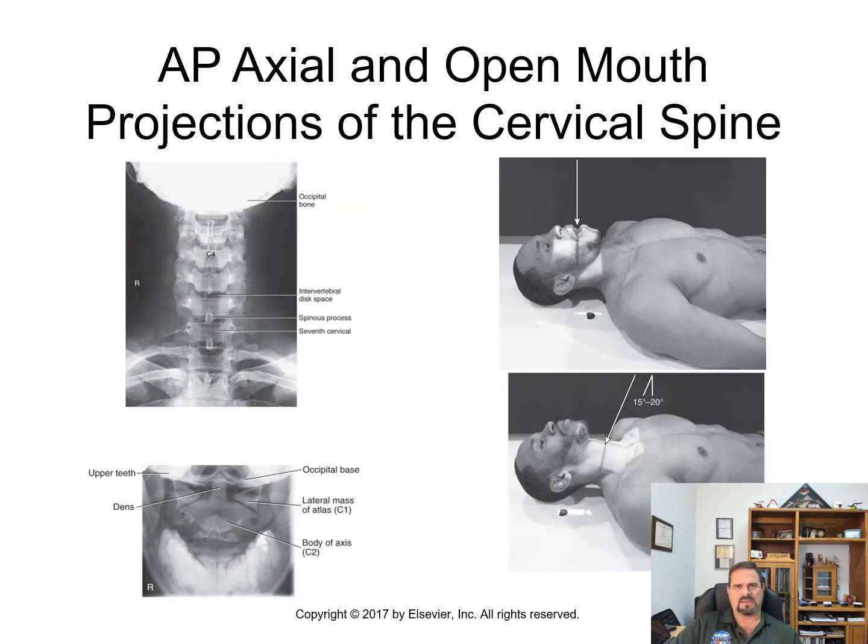All right, so AP axial and open mouth projections of the cervical spine, as you can see here. This is an AP axial, anterior posterior axial, and also an open mouth. Those are the corresponding pictures you're going to get. There's your AP axial, and then here is your open mouth projection of the spine. Here's that beautiful little dens view that we want to be able to see.